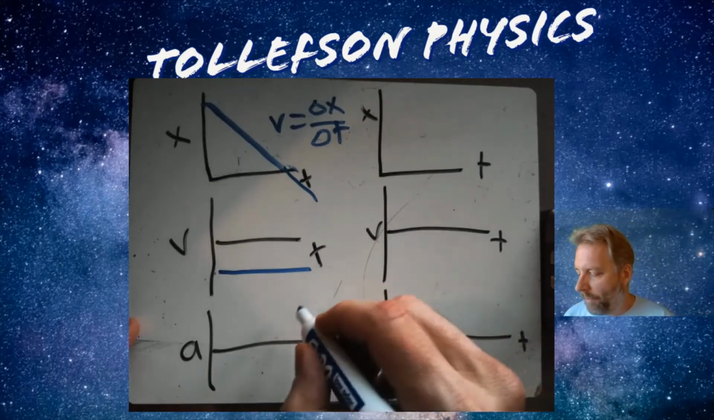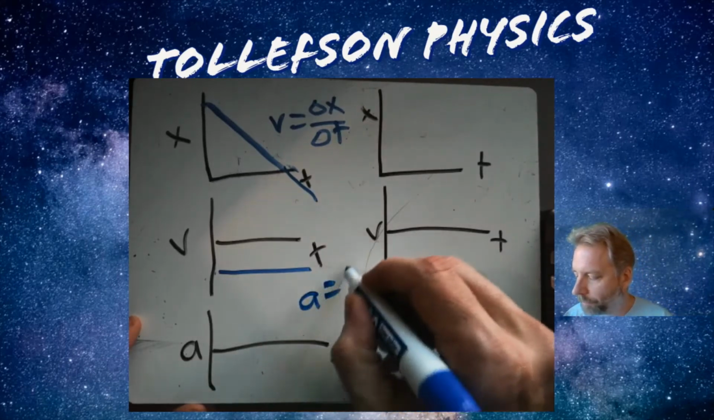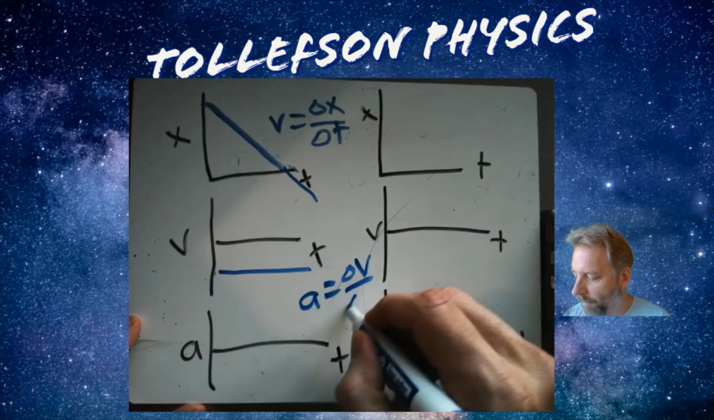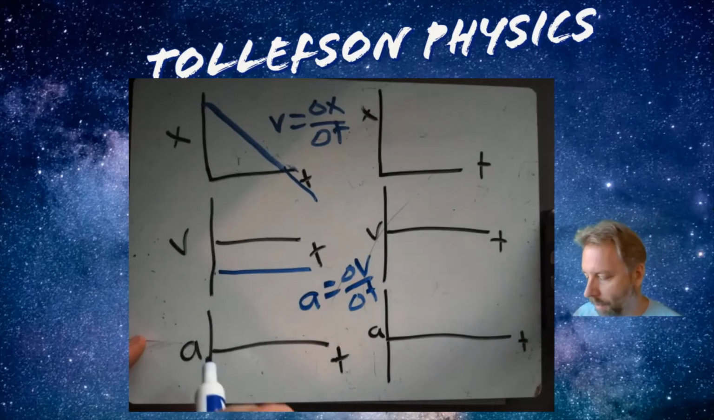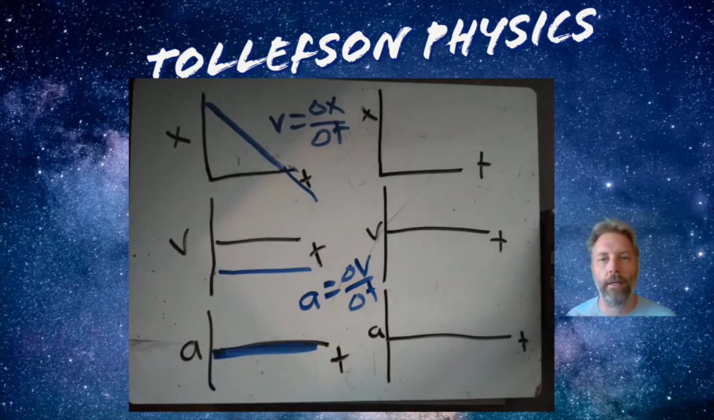All right, and then for acceleration, let me write: the slope of the velocity time graph is the acceleration. So the slope in this particular case is zero, because I'm moving at a constant velocity, and so my velocity is never changing. All right, so let's think about something else a little bit different.